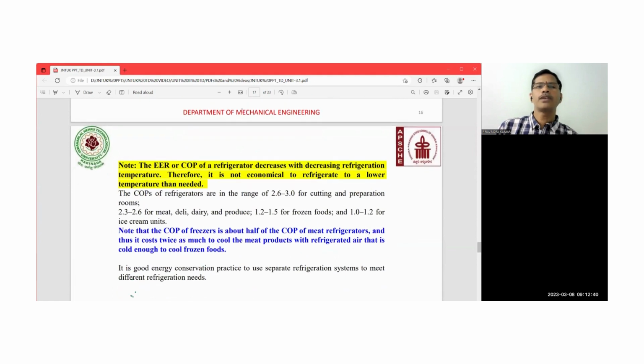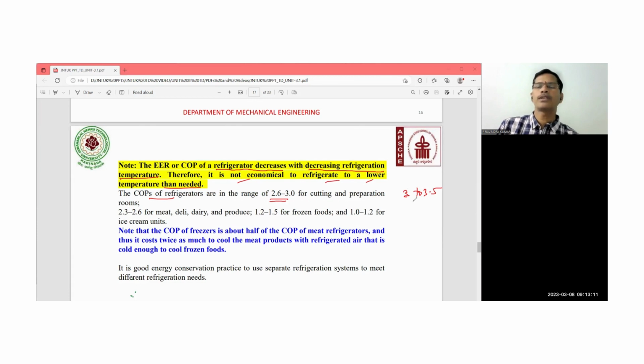So the energy efficiency rating or COP of a refrigerator decreases. See, observe: the coefficient of performance of a refrigerator decreases with a decreasing refrigeration temperature. Therefore, it is not economical to refrigerate to a lower temperature than needed. The COP of refrigerators is generally in the range of 2.6 to 3. The COP of a heat pump lies between 3 and 3.5. So you have to observe that.